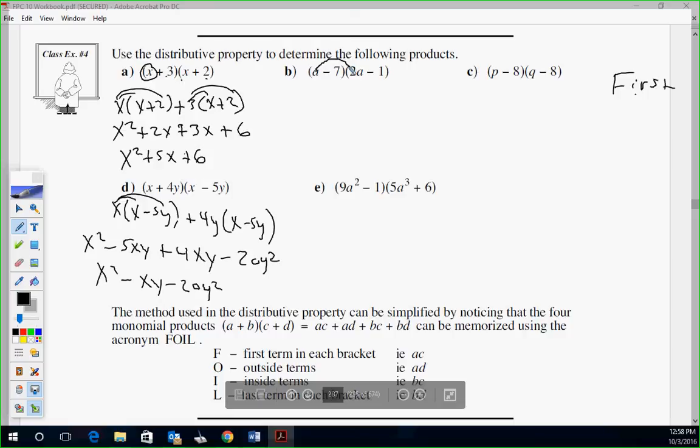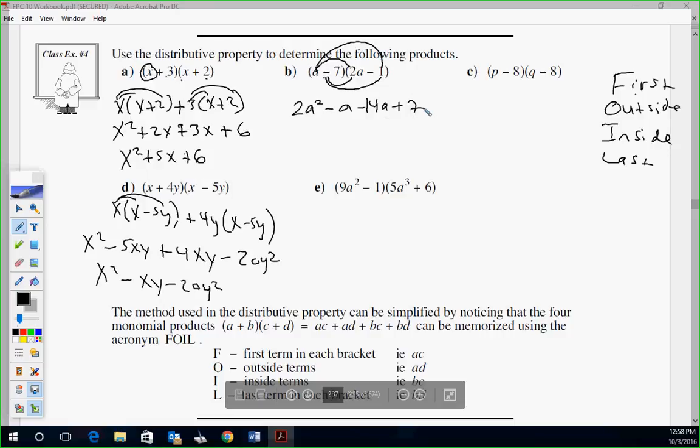So that's going to be a times 2a, that's 2a squared. O, outside. So now the outside terms. A times a negative 1 is a negative a. Inside. Negative 7 times 2a, negative 14a. And last, the ones that are last. Negative 7 times negative 1 is positive 7.